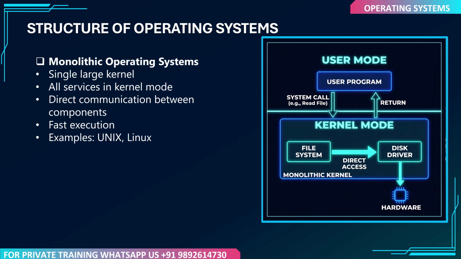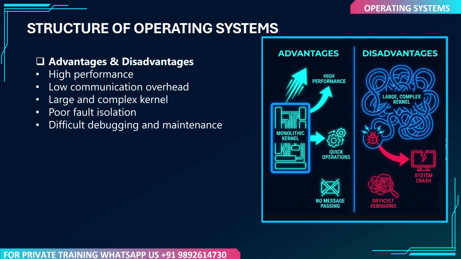When a user program makes a system call, such as reading a file, control directly enters the kernel, and the file system code can directly call the disk driver code without any barriers. The advantage of this approach is performance. Since everything is tightly connected, operations are quick. There is no need to send messages between separate modules.